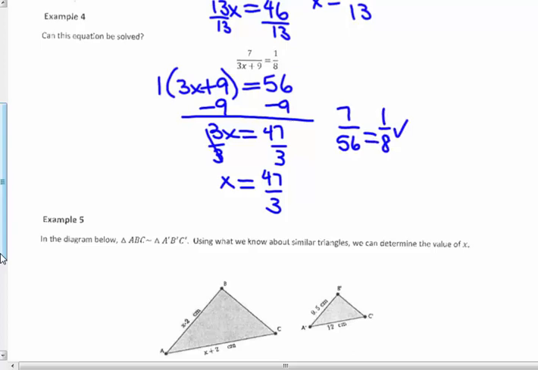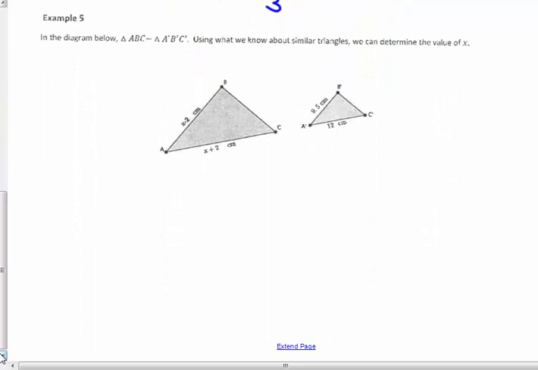Yes, it does. They are equivalent ratios, so that is a solution to that equation. Example 5. Now, we haven't learned a lot about similar triangles. You may remember this concept, you may not, so I'm going to have to help you a little bit with this, using what we know about similar triangles.